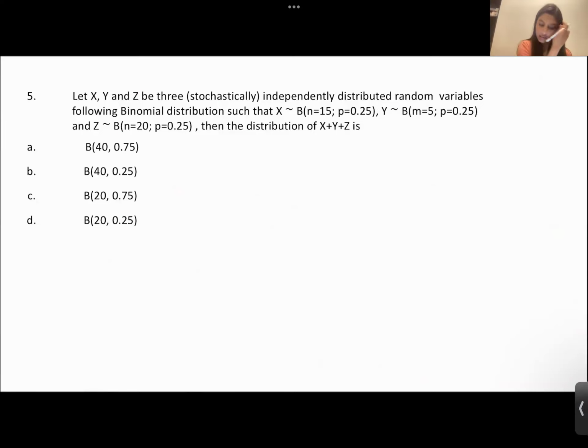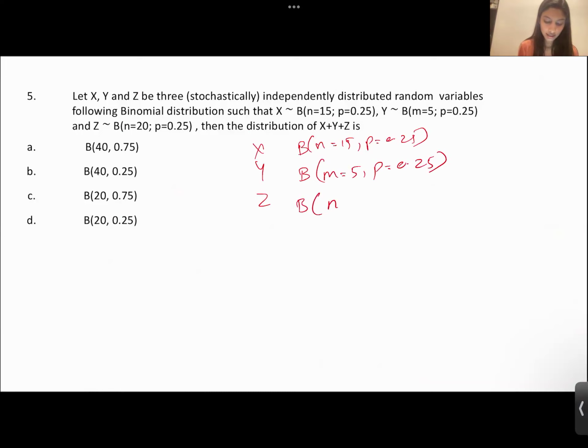Now, let x, y, and z be three stochastically independently distributed random variables. So these are just random variables. x follows a binomial distribution, n is equal to 15, p is equal to 0.25. Y follows a binomial distribution where n is equal to 5, p is equal to 0.25. Z follows a binomial distribution, n is equal to 20, p is equal to 0.25.